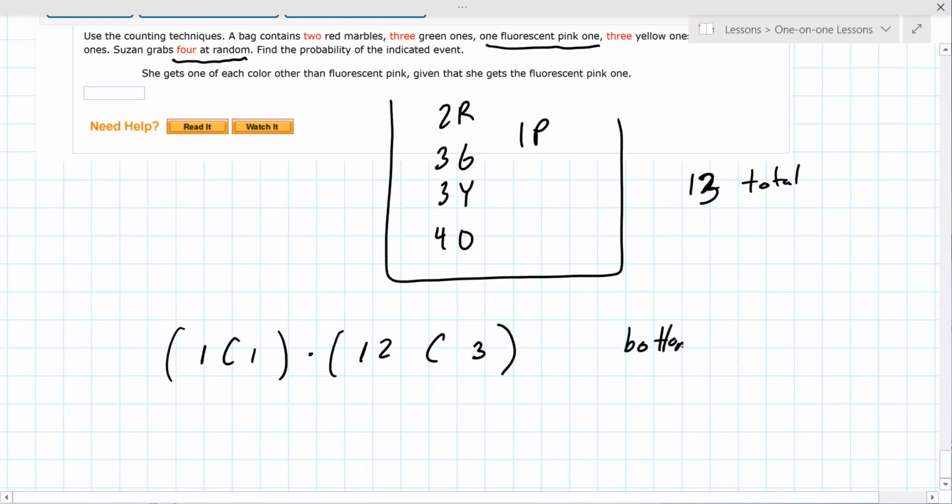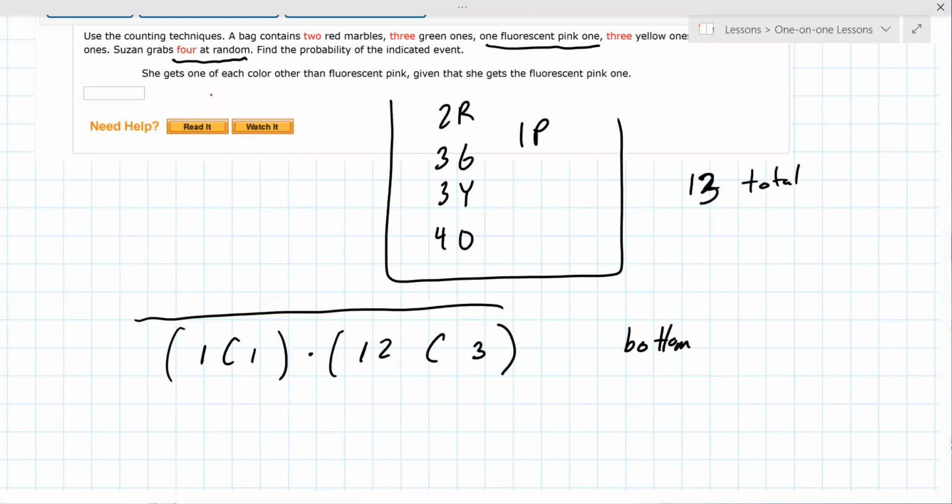By the way, I did this out of order. So your bottom, because it's normally just 13 choose 4, but this time she has to get a pink, and that's what goes on the bottom here. The one pink, and then out of the other 4 that she's choosing, 3 of them come from the 12 that are not pink. So that's this given. The given affects the bottom. And what's the probability that she gets one each of the other colors?